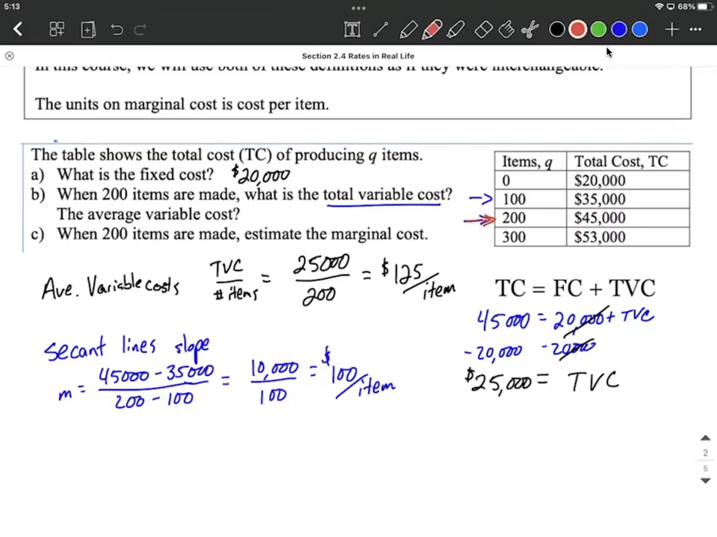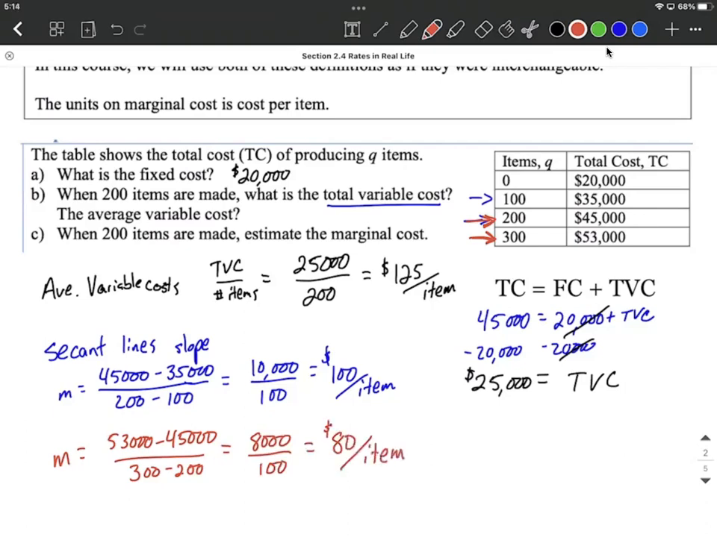But maybe that's not the best estimation we can get. Instead, let's choose the point that we really care about, that producing 200 items, but let's use the next closest value over here with 300. All right, again, treating these as ordered pairs, filling into our slope formula to find the slope of these secant lines. This slope is going to be 53,000 minus 45,000 over 300 minus 200. So in our case, that's going to be 8,000 divided by 100, or $80 per item.